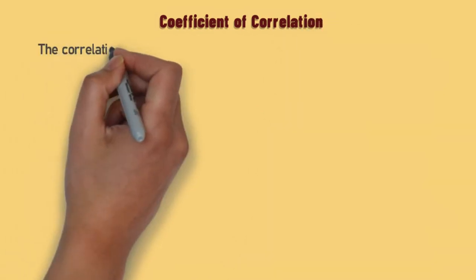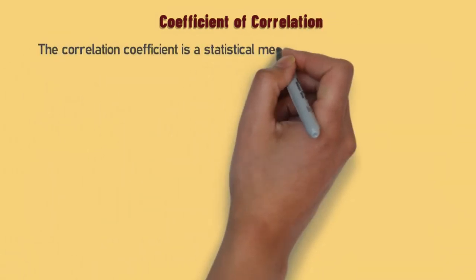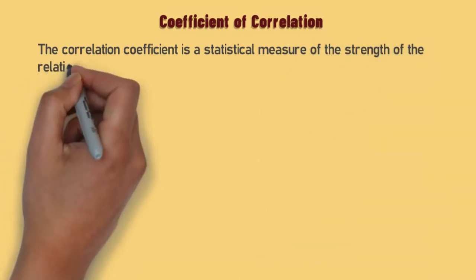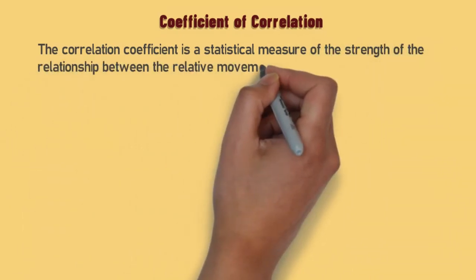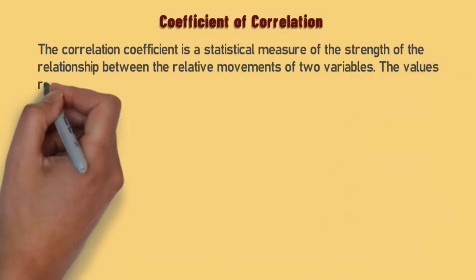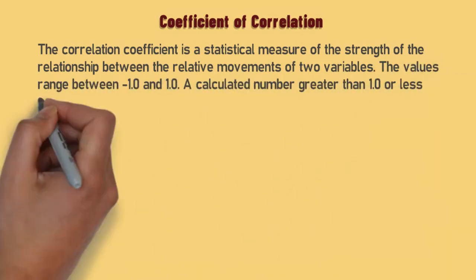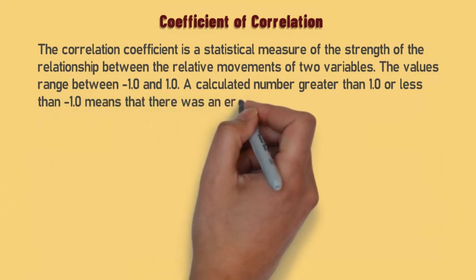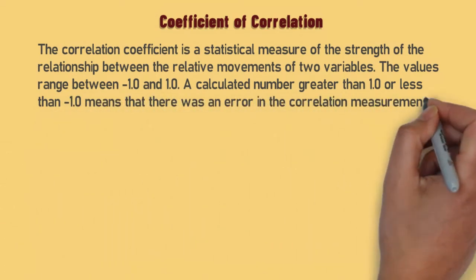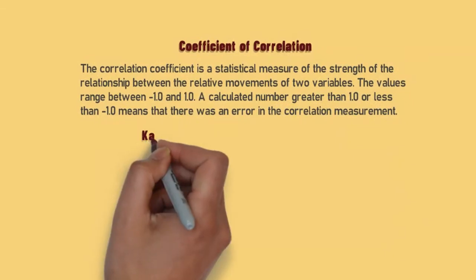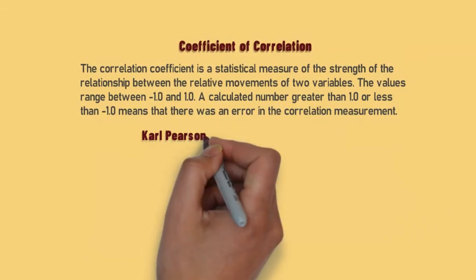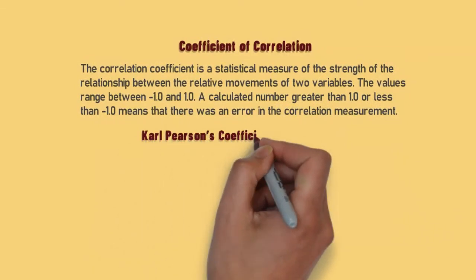The correlation coefficient is a statistical measure of the strength of the relationship between the relative movement of two variables. The values range between minus 1.0 and 1.0. A calculated number greater than 1.0 or less than minus 1.0 means that there was an error in the correlation measurement.